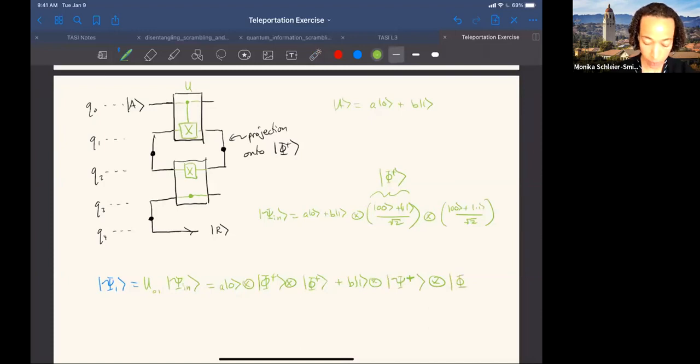So the next pair of qubits is still going to be in the Bell state it started in. Do you agree with that? Yeah, okay, cool.